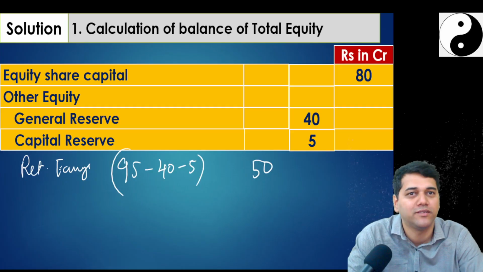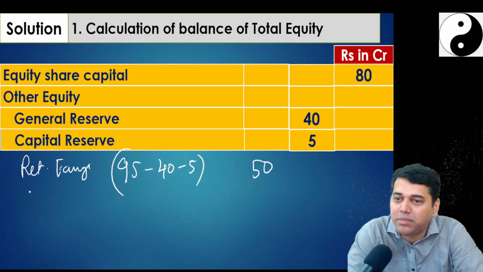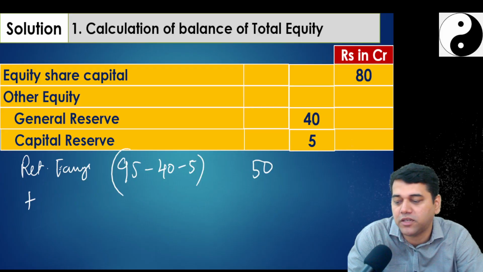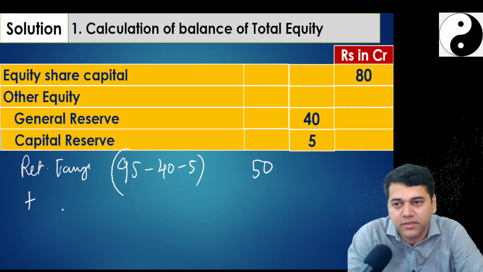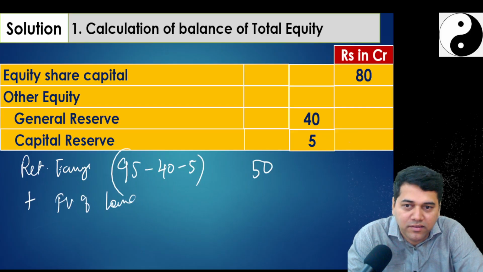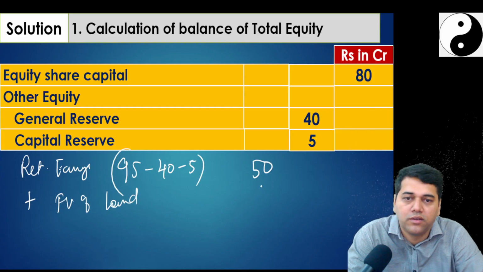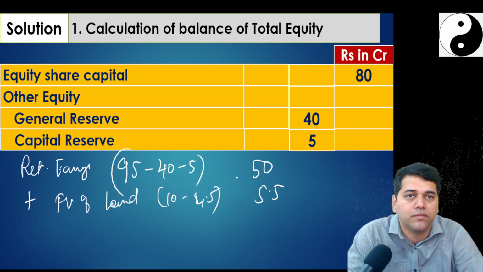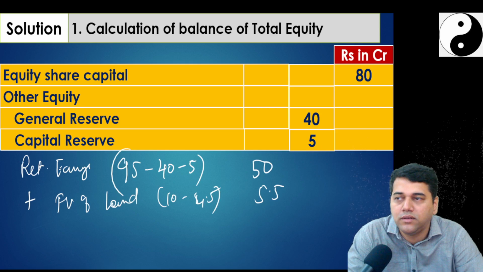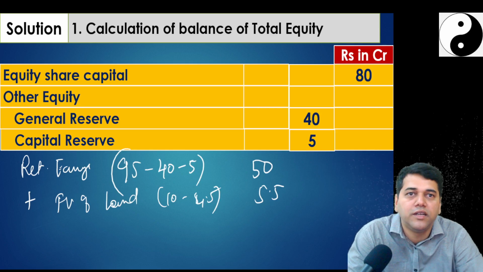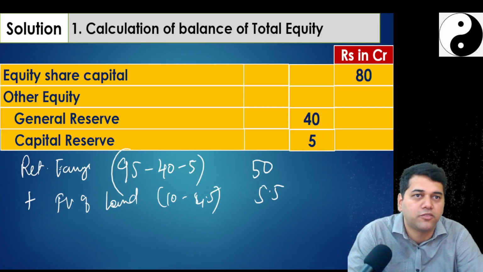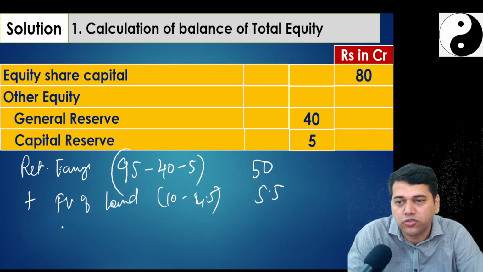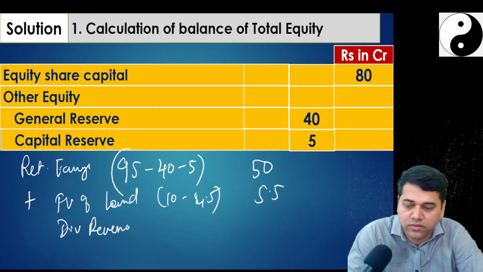Adjustments are already told. You just have to tell me the accounting entry wise, plus or minus. Should I do plus or minus for the first adjustment, the fair valuation of the land? Plus fair valuation of land. How much? 5.5. That is 10 minus 4.5. What is my second thing? Dividend reversal. Plus or minus? Because it is sitting as a provision in the balance sheet. So dividend reversal, how much?